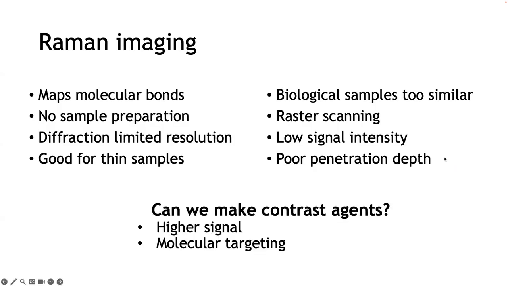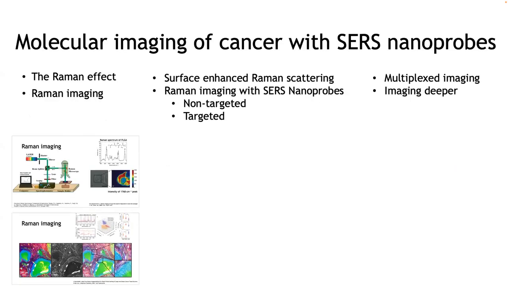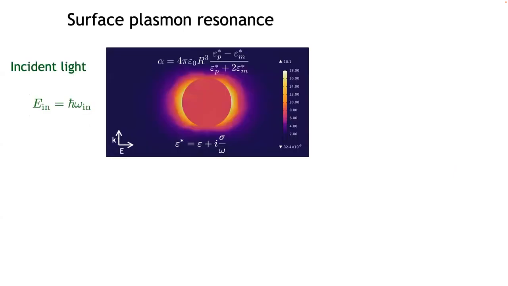Can we make contrast agents? If we do, we get higher signal, we get molecular imaging, and the answer is, of course we can, but we need to use surface-enhanced Raman scattering. So what is this surface-enhanced Raman scattering? This is a different phenomenon. It's based on surface plasmon resonance.